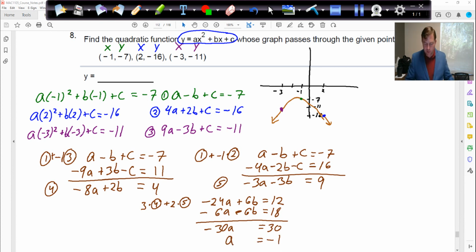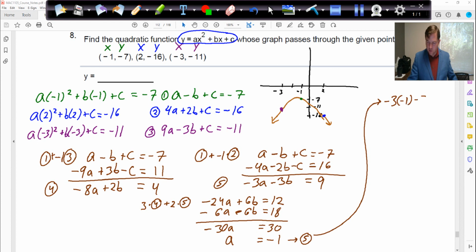And now our life's going to be a lot easier because we can back substitute. Let's plug this into 5 and solve for b. So let's do that up here. Minus 3a, but a is minus 1, minus 3b has to equal 9. This would be positive 3 minus 3b equals 9. Subtract 3 from both sides: minus 3b equals 6. Therefore, b is equal to minus 2.